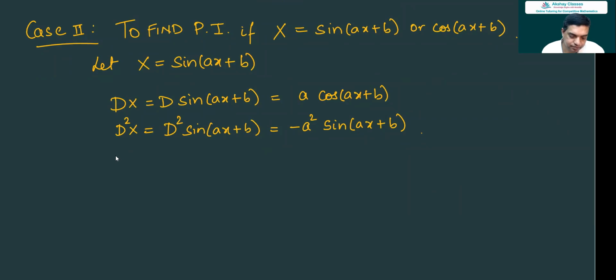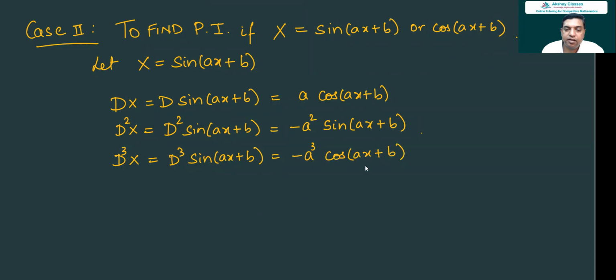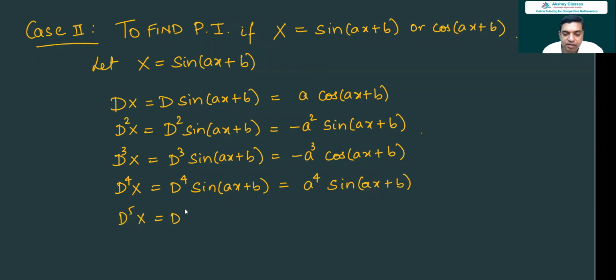Then D³: the derivative of sine is cos again, times a, you get minus a³ cos(ax + b). D⁴: the derivative of cos becomes minus sine. See the pattern now. This is important.